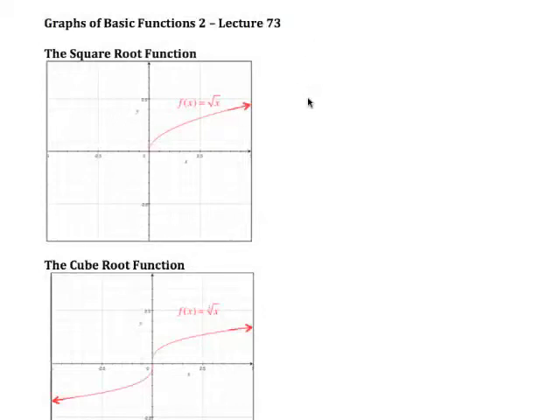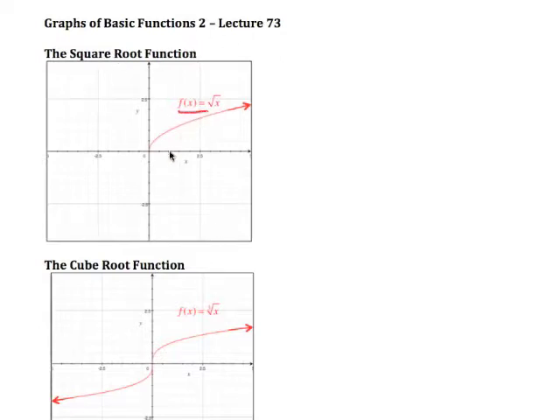Okay, in this lecture we're going to talk about some more basic functions. Again, we're using basic functions later on to actually build more complicated functions. So it's very important to understand the characteristics of these basic functions. The next one is the square root function.